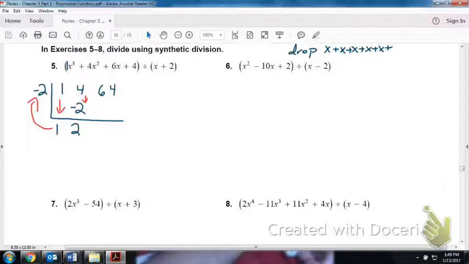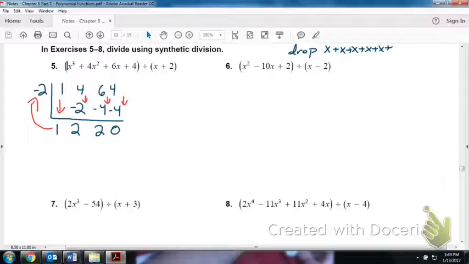All right, so from here, 2 times -2 is -4. 6 plus -4 is again 2. 2 times -2 out front is -4. And then drop it down. 4 plus -4 is 0.